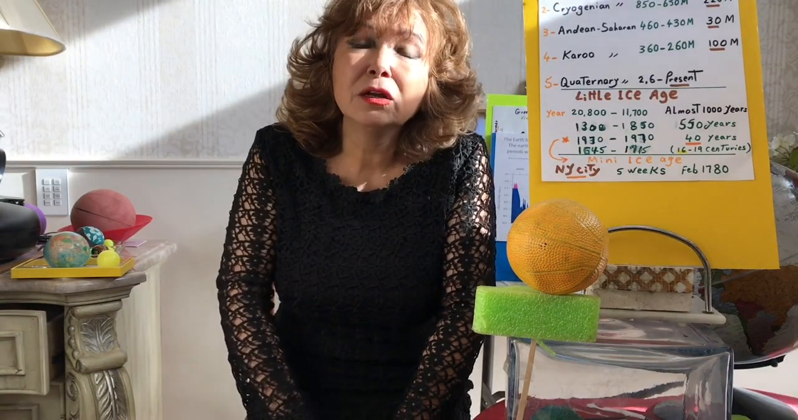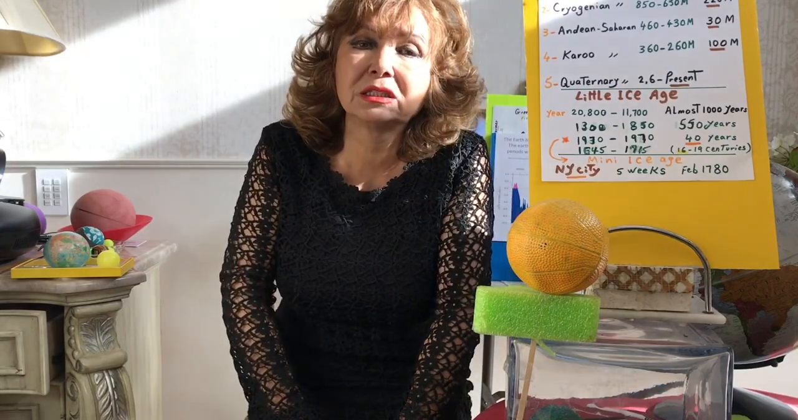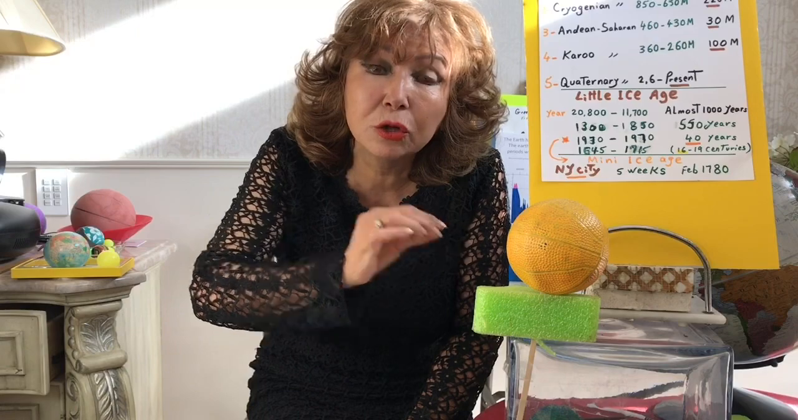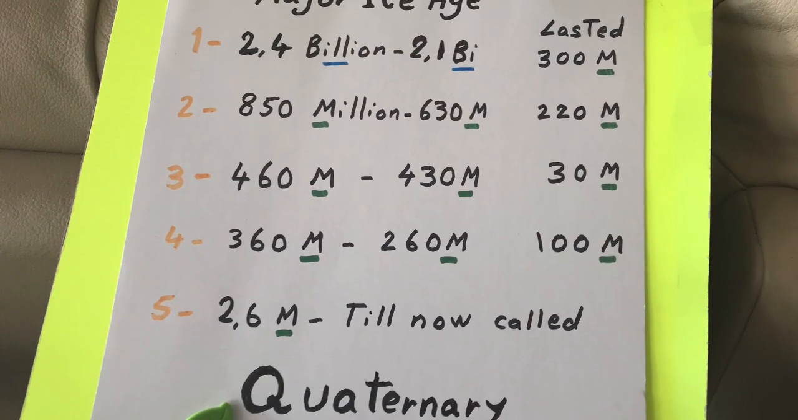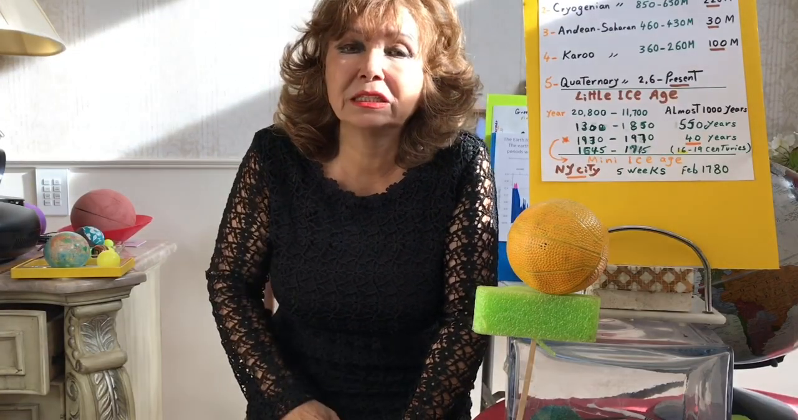The third one from 460 million years ago till 430 million years ago, lasted 30 million years. The fourth one was from 360 million years ago till 260 million years ago, lasted 100 million years. And finally, the last one from 2.6 million years ago till today. This period is called the Quaternary period. We are still in a major ice age.